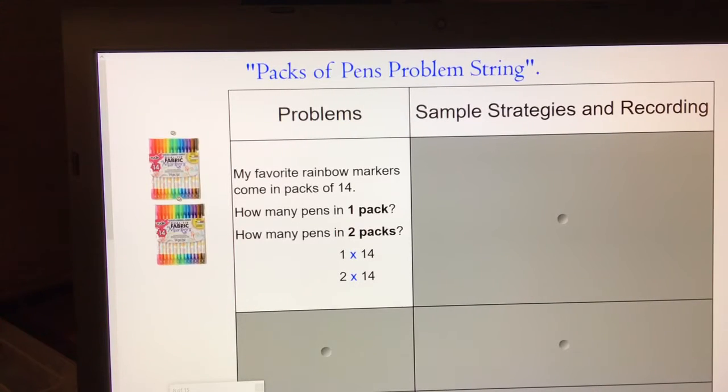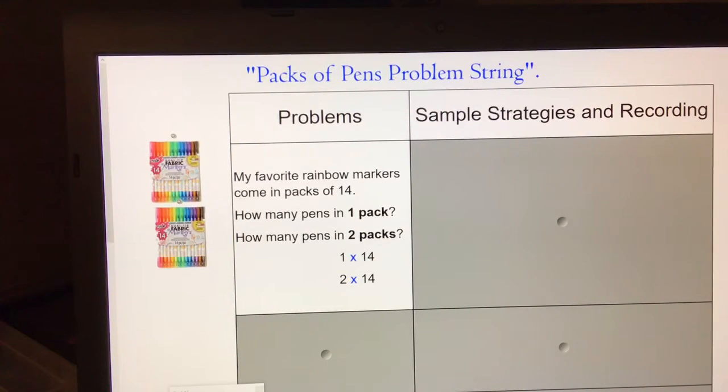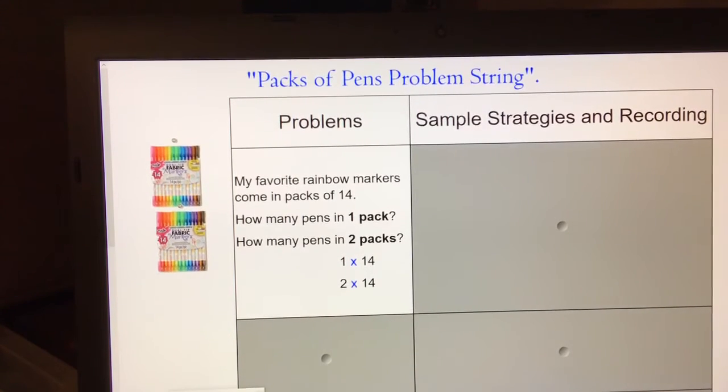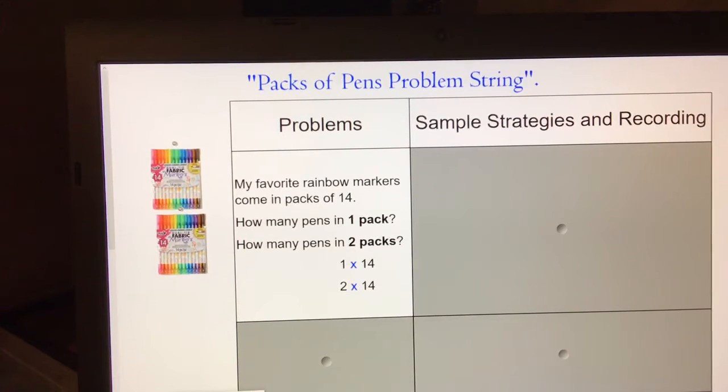Alright, today's lesson is going to be a problem string. It's packs of pens problem string. Remember, problem strings, we're always looking for connections. How can you use what you know to solve what you don't know?